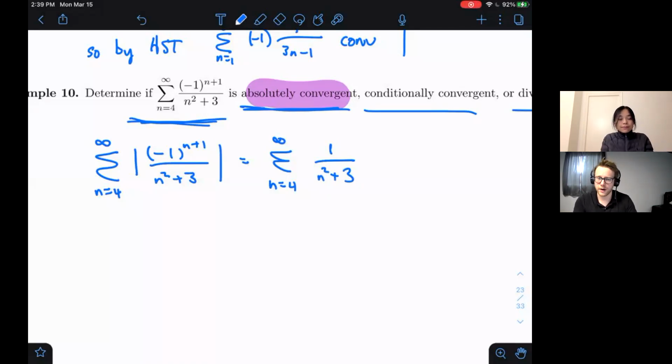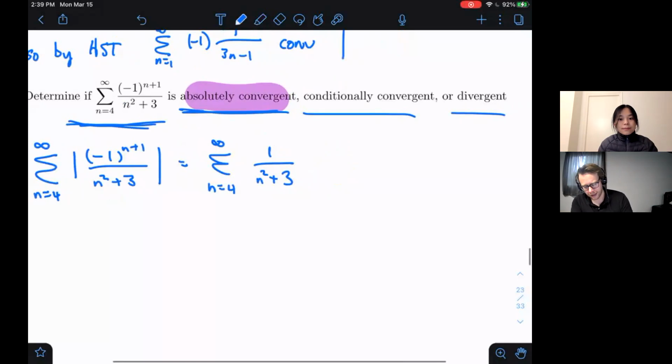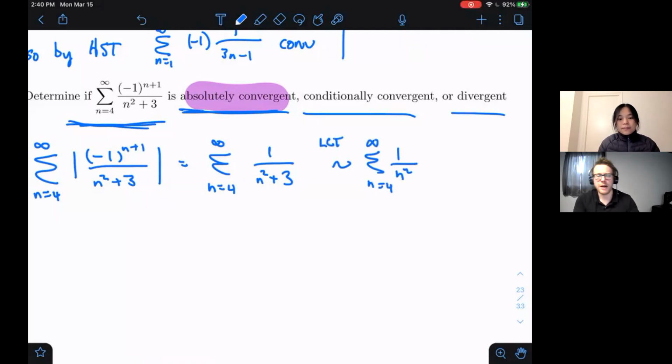But still, we're checking if this is absolutely convergent because we have made some alteration. We no longer have the alternating piece in the numerator. And so I claim that this right here is going to be similar to 1 over n squared, and by the limit comparison test we'll be able to use that to show this.